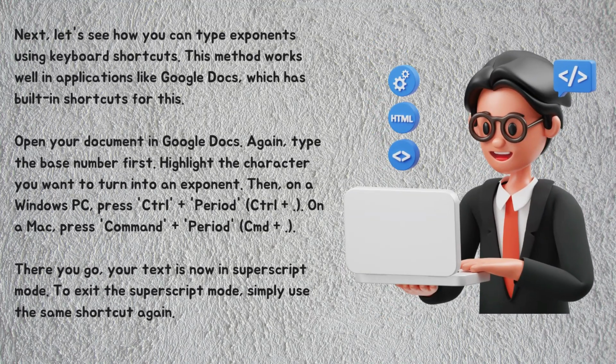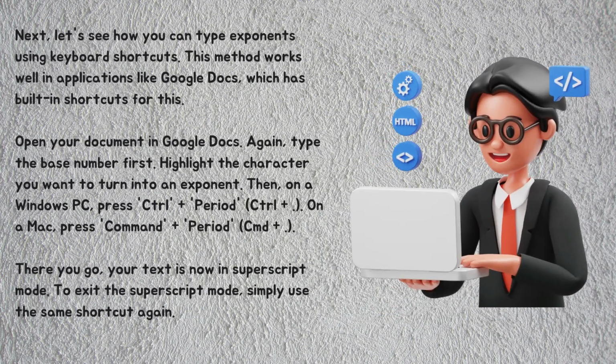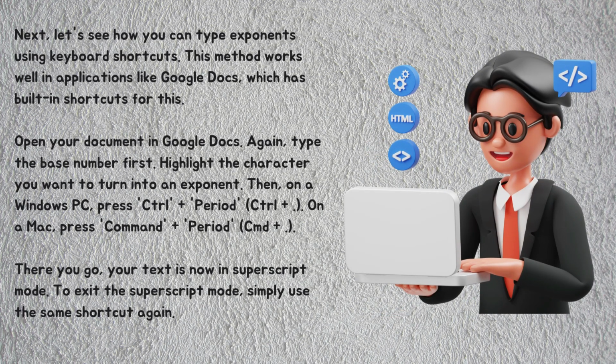Next, let's see how you can type exponents using keyboard shortcuts. This method works well in applications like Google Docs, which has built-in shortcuts for this. Open your document in Google Docs. Again, type the base number first. Highlight the character you want to turn into an exponent. Then, on a Windows PC, press CTRL period. On a Mac, press Command period. There you go. Your text is now in superscript mode. To exit the superscript mode, simply use the same shortcut again.